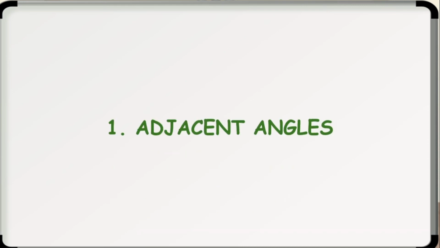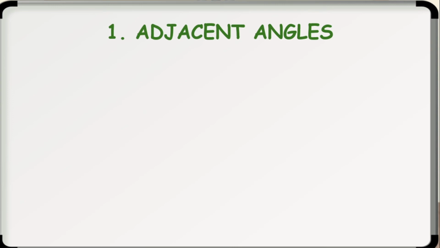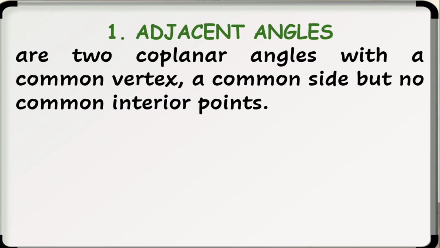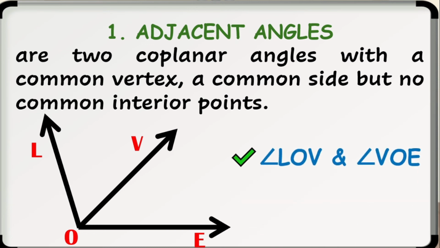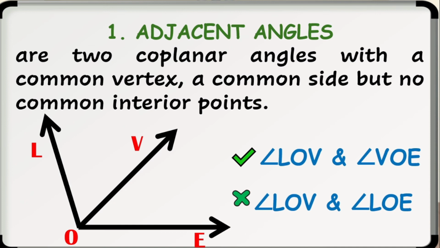We are now down to the last part of our discussion, which is about angle pairs. First, we have the adjacent angles. Adjacent angles are two coplanar angles with a common vertex, common side, but no common interior points. So in here, angle LOV and angle VOE are adjacent angles, while angle LOV and angle LOE are not.